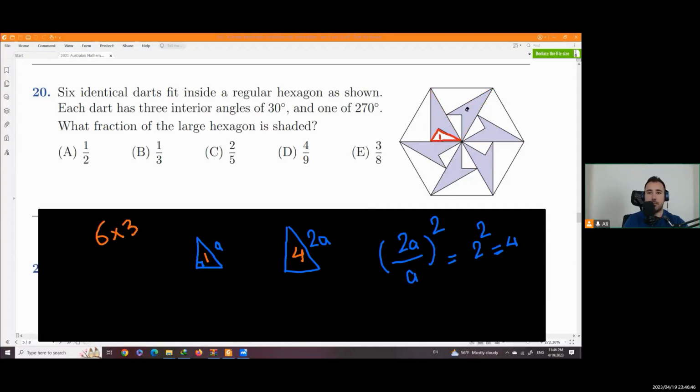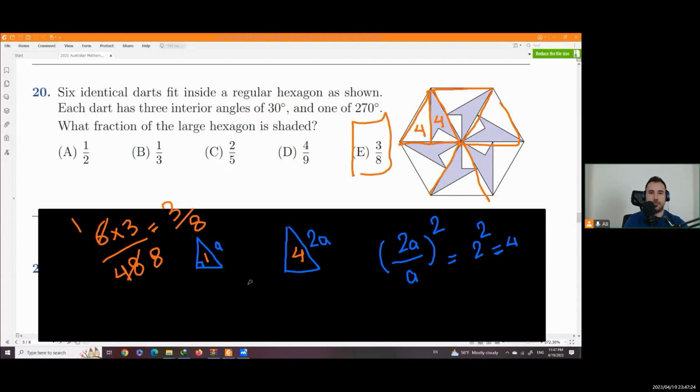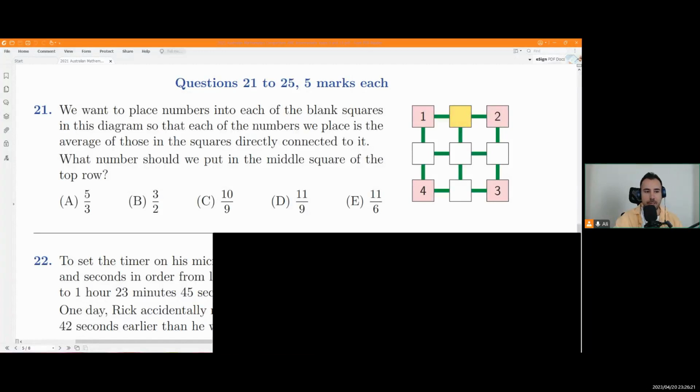Now let's find the total area. Remember, I said that all of this is 4, so all of this will be 2 of these 8s. So 2 8s, 3 8s, 4 8s, 5 8s, and 6 8s, so it will be 48. Let's simplify: 18 over 48, and the ratio is 3 over 8. There you go.